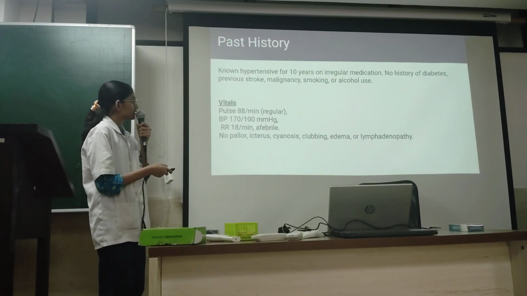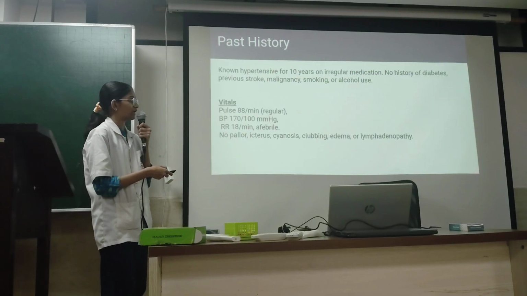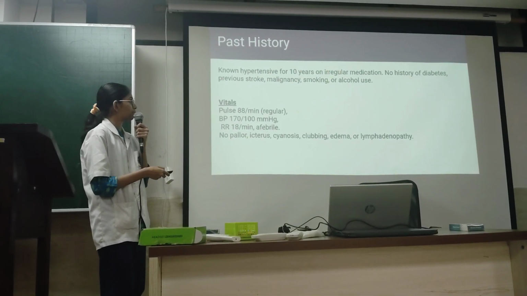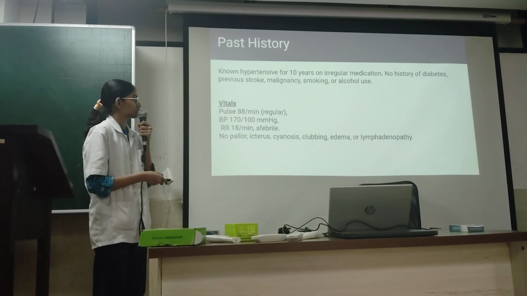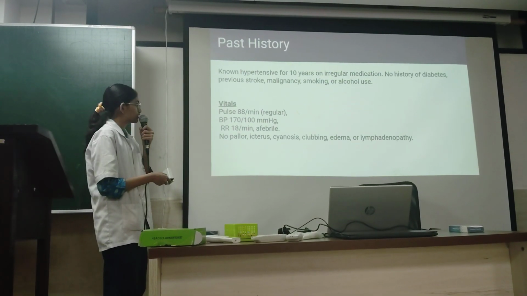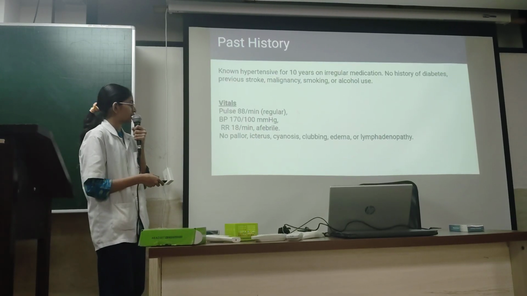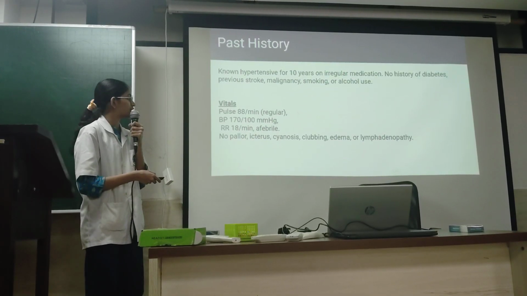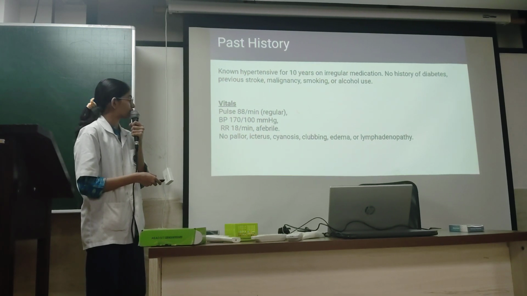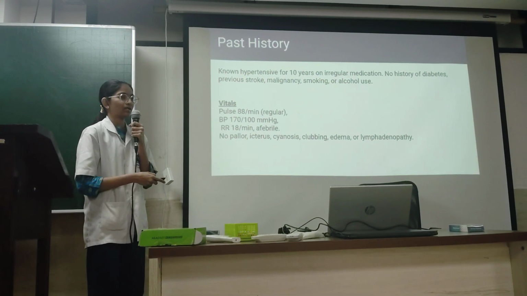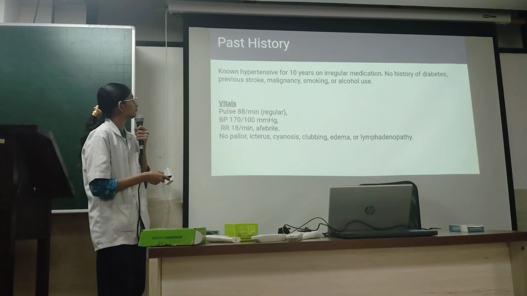After checking the past history, he was known to be hypertensive for 10 years on irregular medication. There was no history of diabetes, previous stroke, malignancy, smoking or alcohol use. The vitals show that the pulse was regular, 88 beats per minute. The BP was raised, 170 over 100 mmHg. The respiratory rate was regular, 18 cycles per minute. No pallor, icterus, cyanosis, clubbing, edema, or lymphadenopathy were seen.